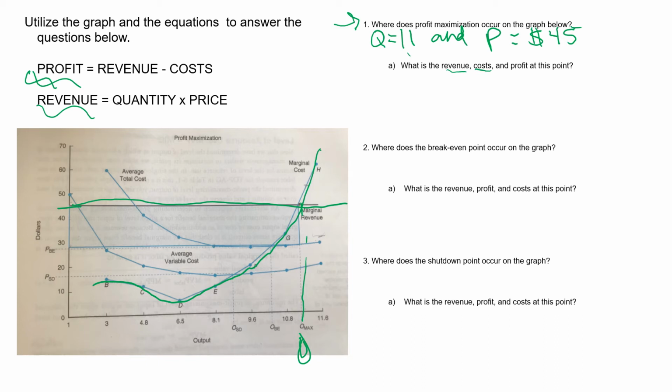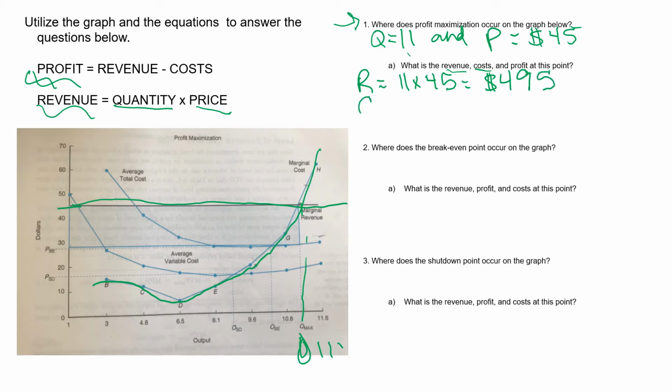What's the revenue, cost, and profit at this point? The revenue, given this equation, revenue equals quantity times price. So we're outputting 11 units, and we're charging $45. So the total revenue is 11 times 45, which equals $495.